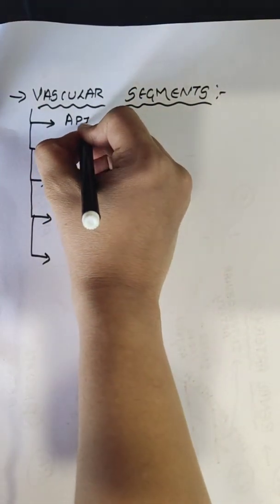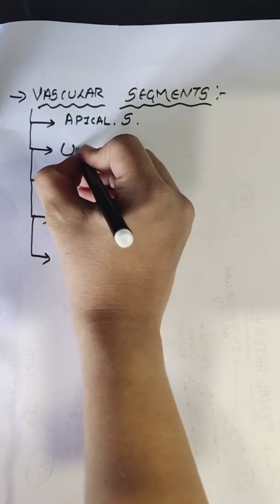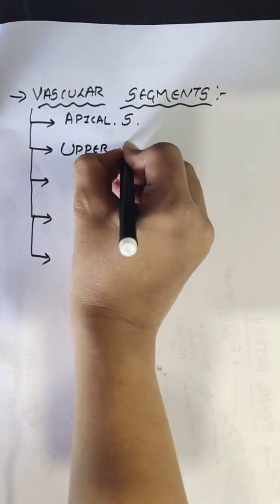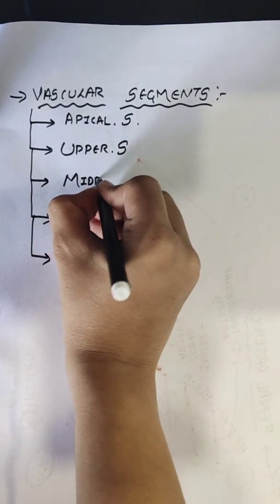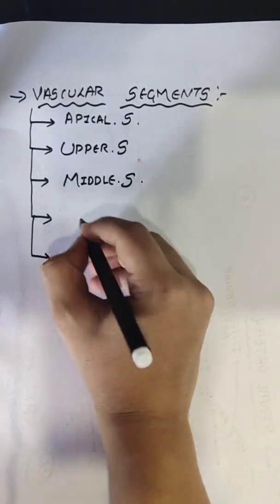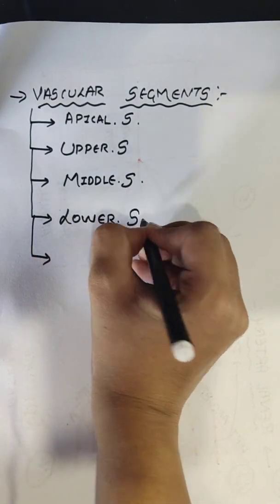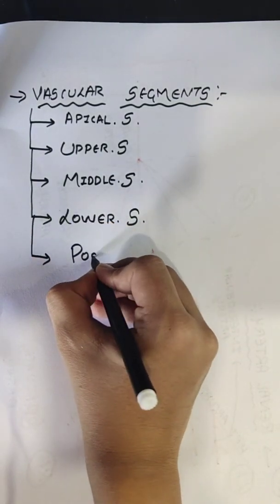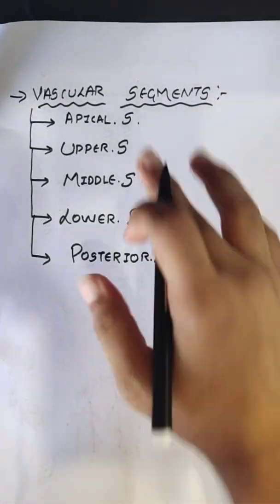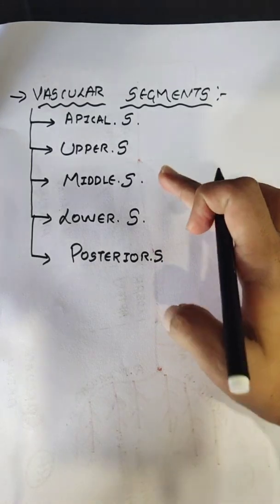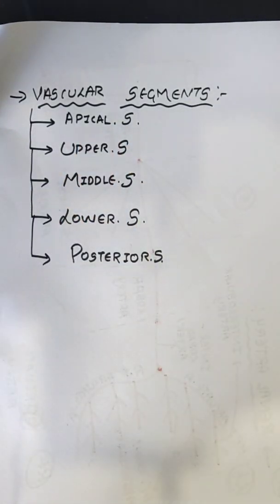So the first one is the apical segment. The second one is the upper segment. The third one is the middle segment. The fourth one is the lower segment. And finally the fifth one is the posterior segment. So what are the 5 segments? Apical, upper, middle, lower and posterior. These are the 5 main vascular segments present in the kidney.